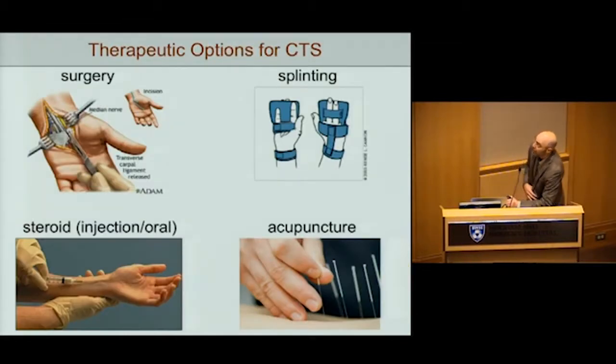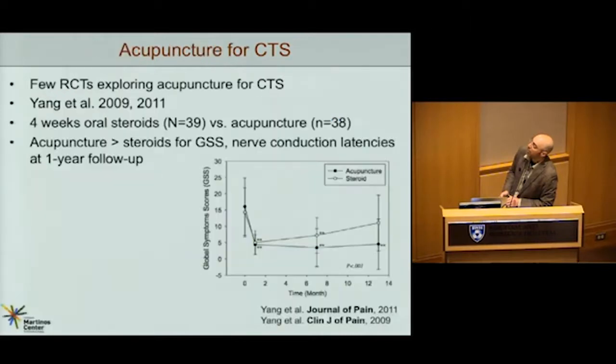So the therapeutic options for CTS include surgery, which is, of course, an invasive procedure, but also non-invasive procedures. Steroid injections are used, splinting is used at night, for example, or even sometimes during the day, and acupuncture is also a viable alternative. So there have been a few studies of acupuncture for carpal tunnel syndrome.